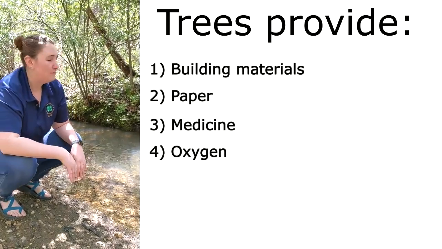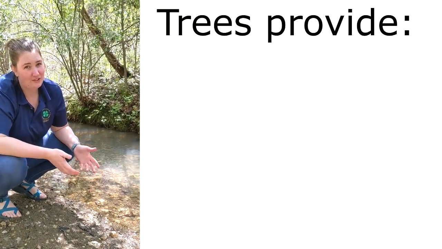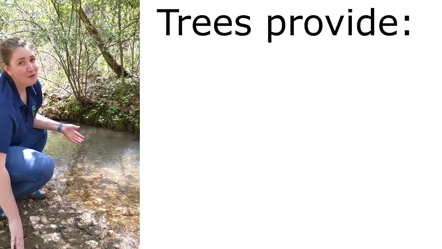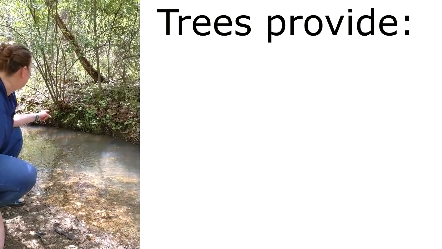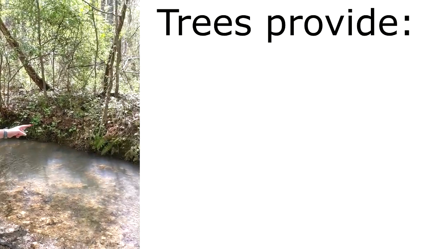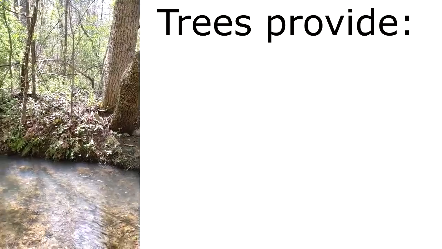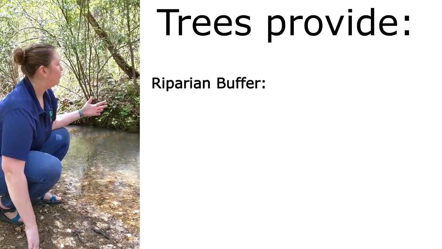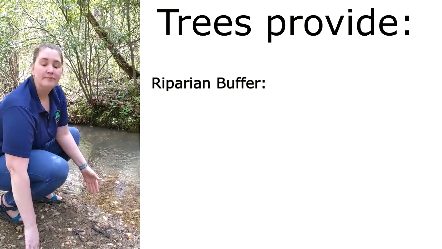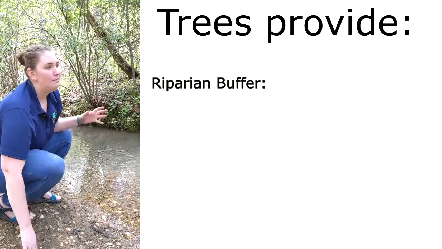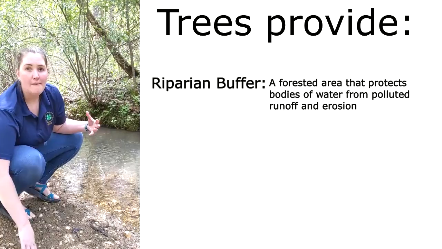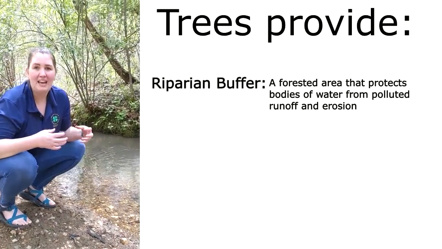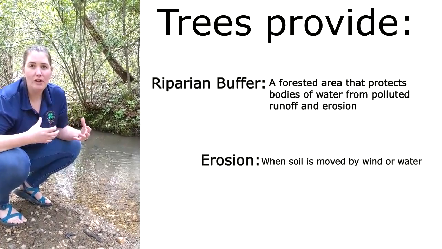Lastly, well, not lastly, we need trees for a lot of reasons. But a really important one that we can see right here is that trees can help form part of a riparian buffer. That's a zone between forested areas and water that is really important for filtering the water. And the trees also keep any of the soil from eroding away.